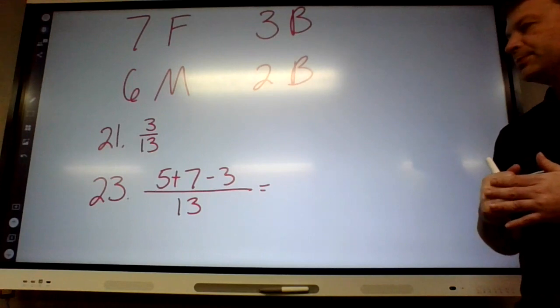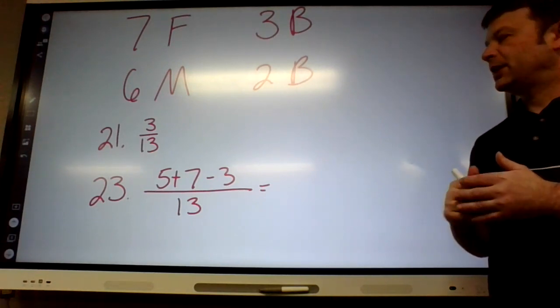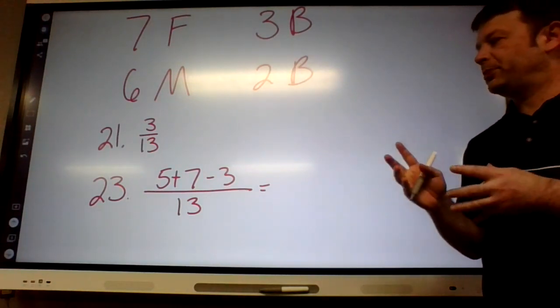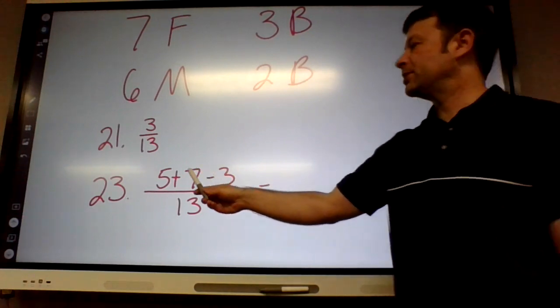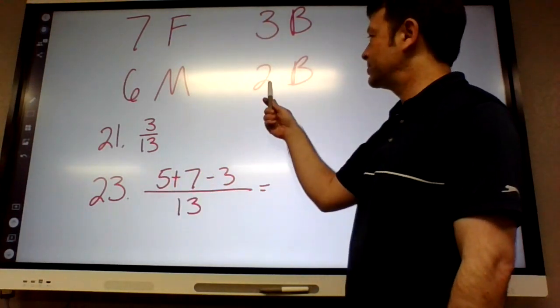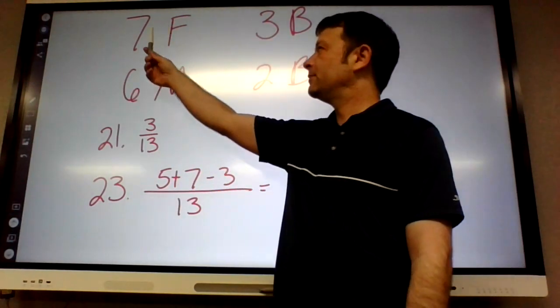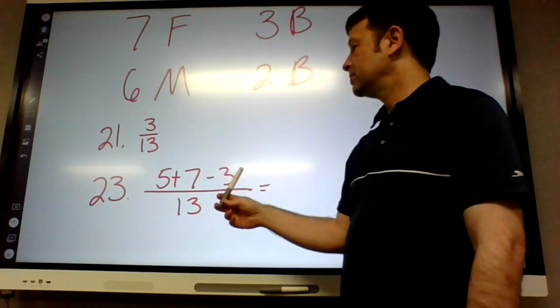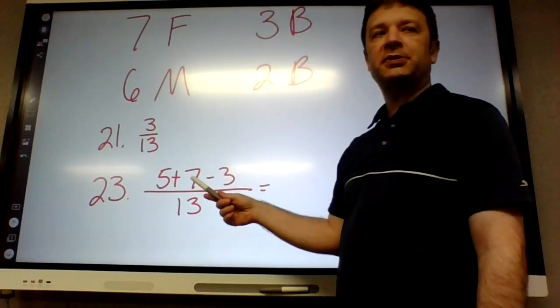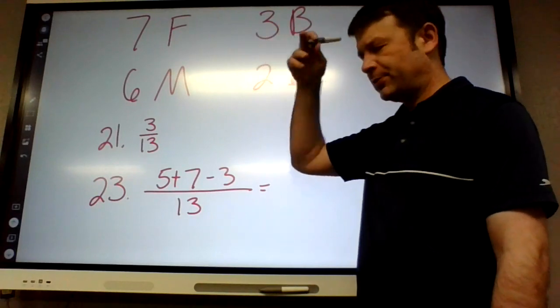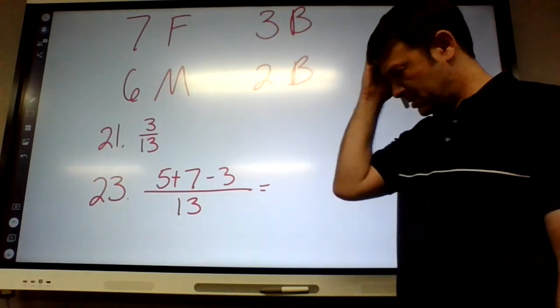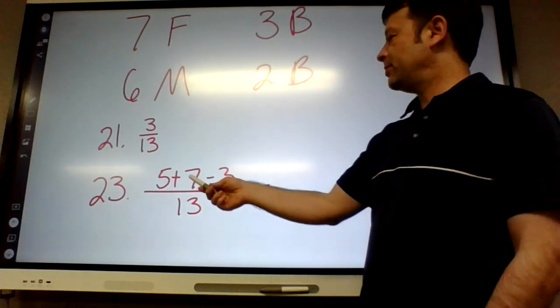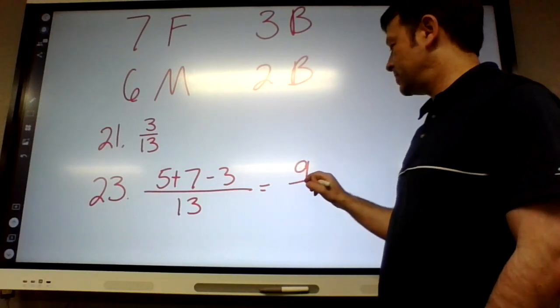Why did you use the 7? Okay, because we're looking for brown-haired or females. So there's 5 brown hairs, 7 females, and 3 that are both. Okay, anyway, 12 minus 3 is 9, so it's 9 out of 13.